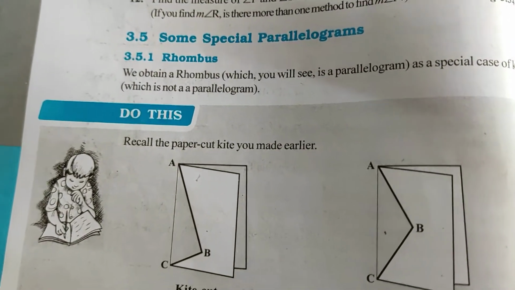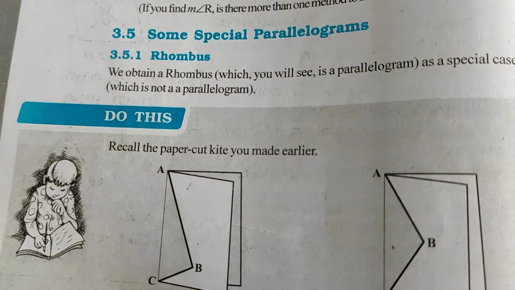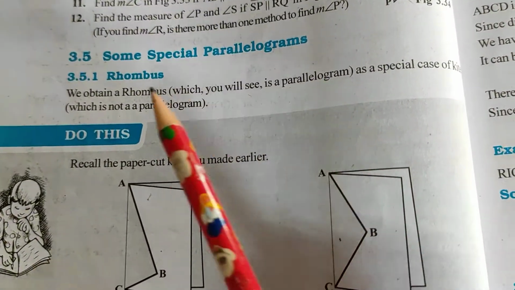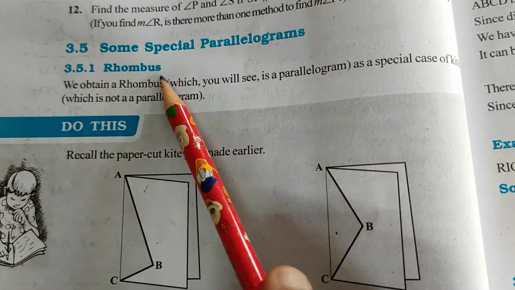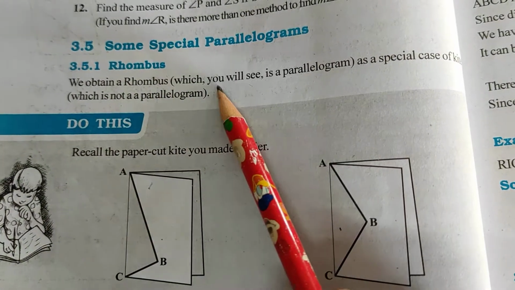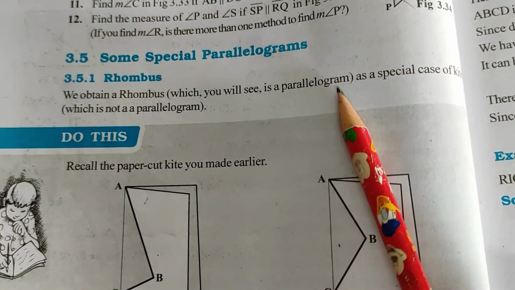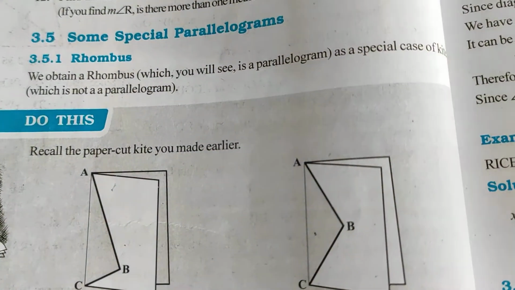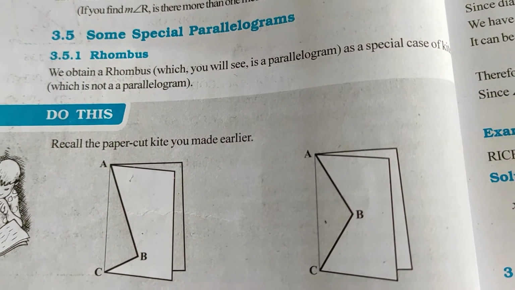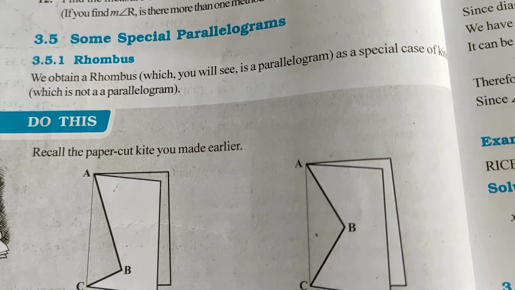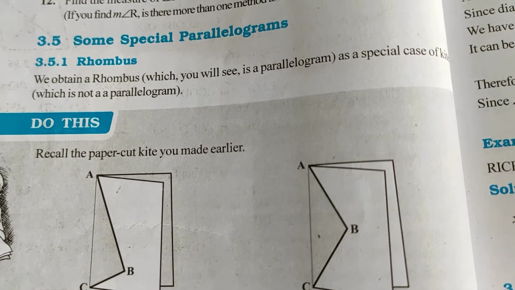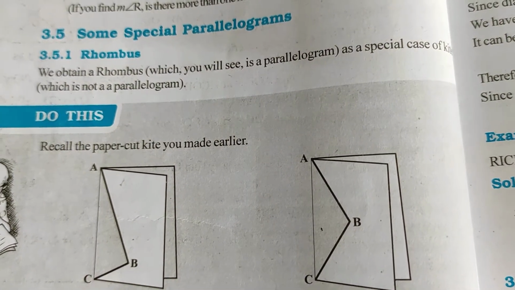Okay. See at page number 52, some special parallelograms, 3.5.1 rhombus. We obtain a rhombus, which you will see is a parallelogram, as a special case of kite, which is not a parallelogram. Kite is not a parallelogram. Adjacent sides of kite are equal, not opposite sides.